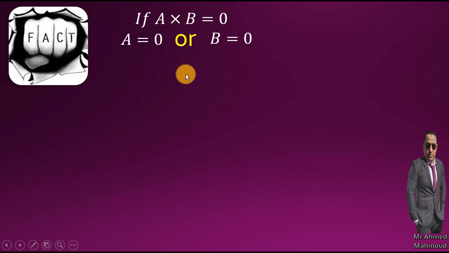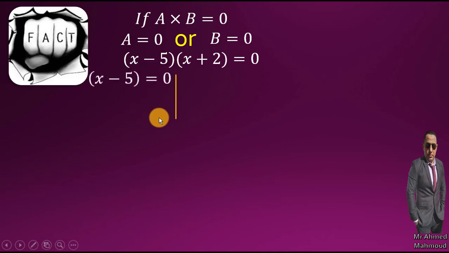Okay, we use this fact to solve the quadratic equation like this. For example, if I have x minus 5 times x plus 2 equals 0, those two are factors. x minus 5 is a factor or number, and x plus 2 also is another number. This number times this number equals 0. So then either x minus 5 equals 0 or x plus 2 equals 0.